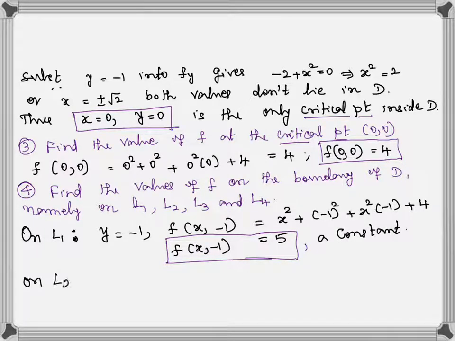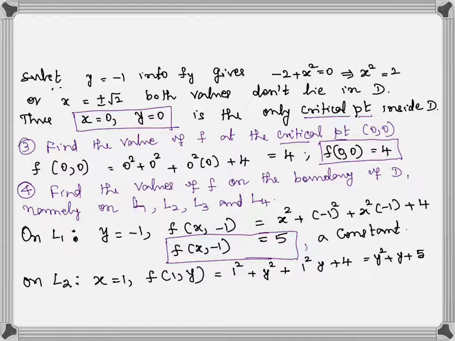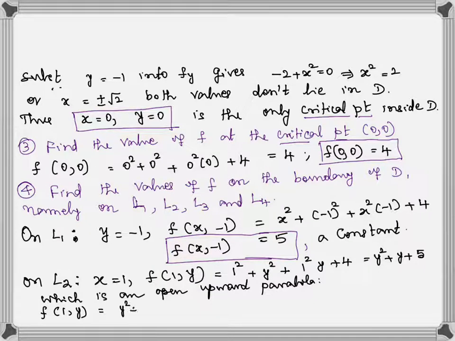Now what happens on L2? On L2, x equals 1 is fixed. So we get f(1, y). If you plug it into the original, you get 1 squared plus y squared plus 1 squared times y plus 4, which is y squared plus y plus 5. This is a quadratic, and if you graph it, it's going to be an open upward parabola. Keep in mind this is the nature of the function on the boundary L2.